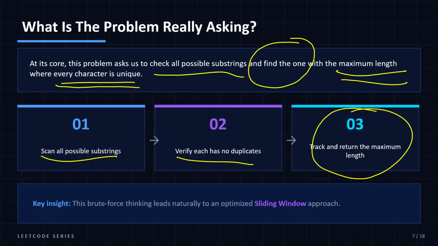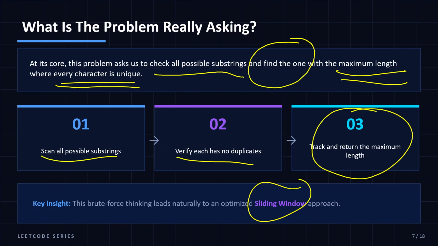Now, if you look at the key insight I have put, this brute force thinking leads naturally to an optimized sliding window. Sliding window is going to be the data structure that we are going to use in this problem. Yet you don't know about it, so we are going to discuss it in our further slides. But what I want you to know is that if you are thinking in this way, about brute force, naturally we'll understand sliding window very well if we know what brute force is talking about. So it's very essential that you understand what the brute force approach is actually in this case.